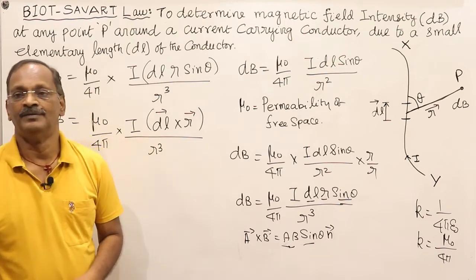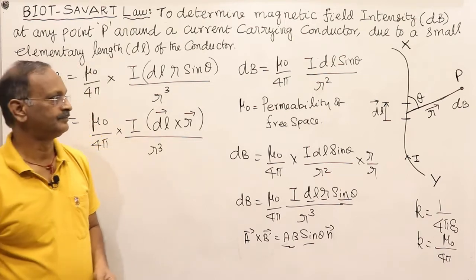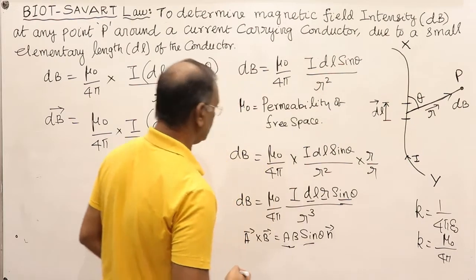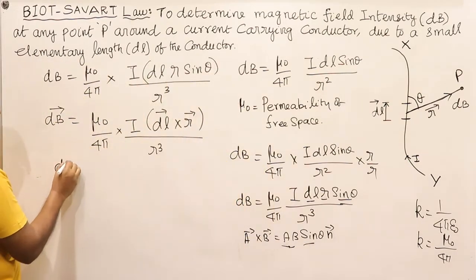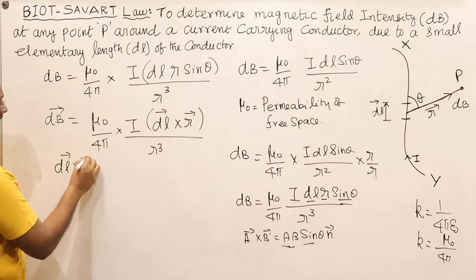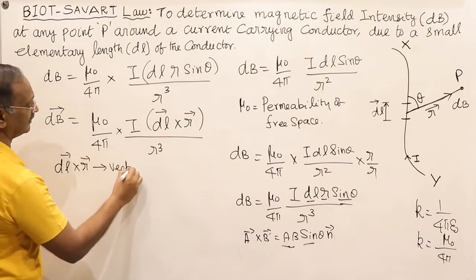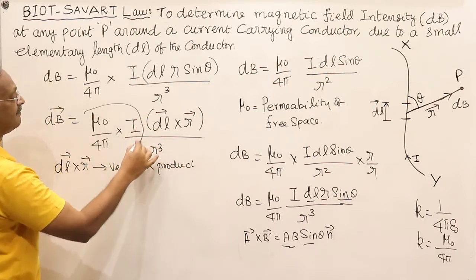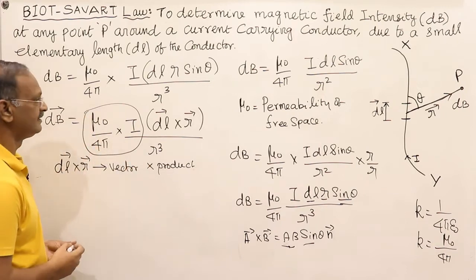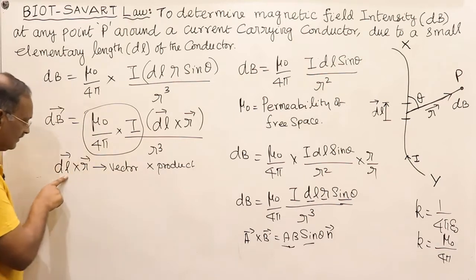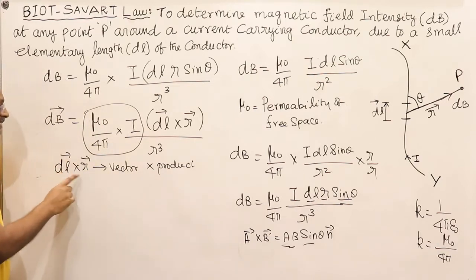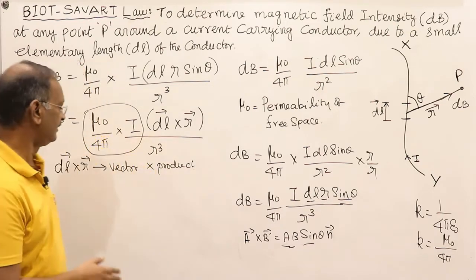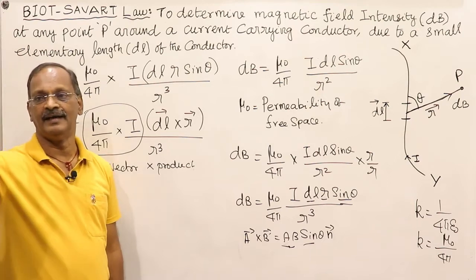If it is a vector form, how are you going to find out its direction? See, this is the r vector in this direction. dl is a vector, into r, a vector cross product. Rest all is magnitude. It means the direction of the magnetic field is along the cross product of these vectors, because the cross product of two vectors is another vector which will also have its direction. So we use the right hand palm rule.